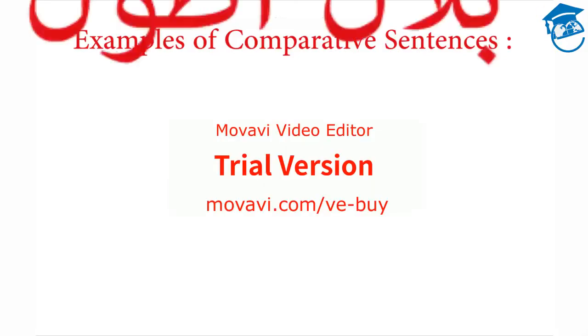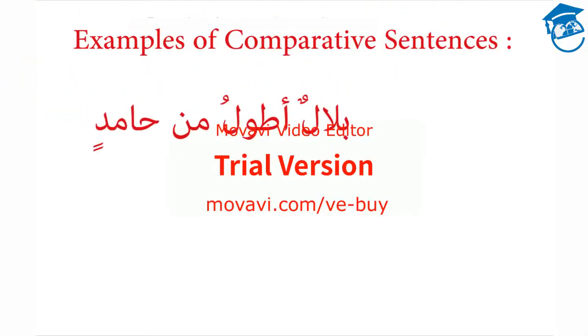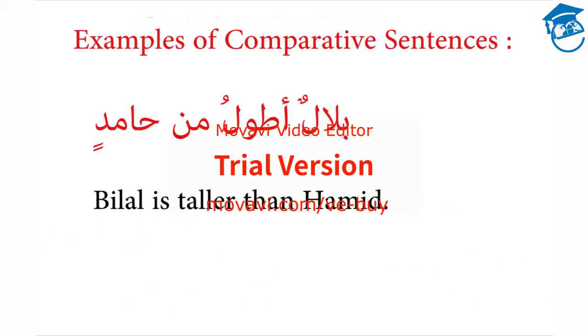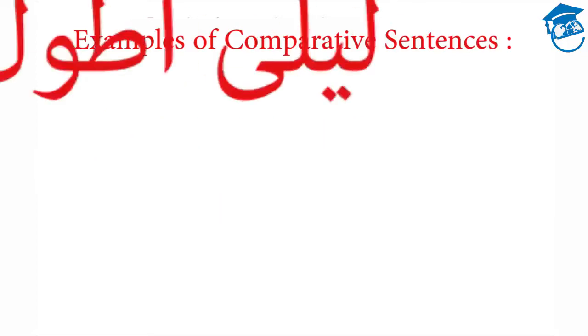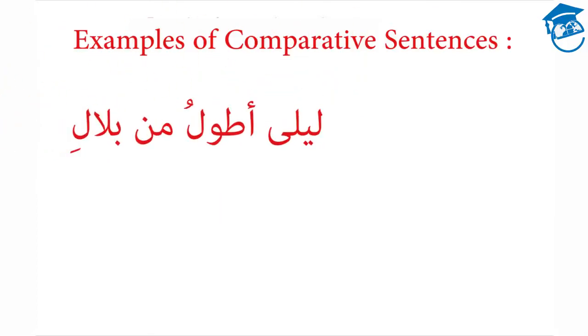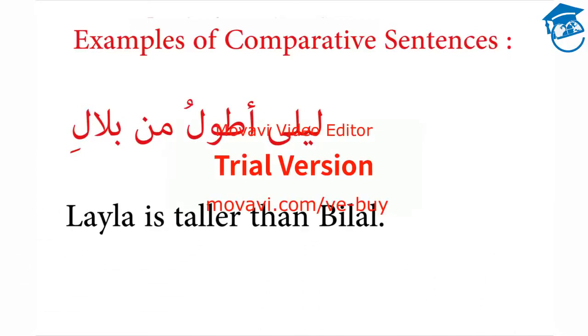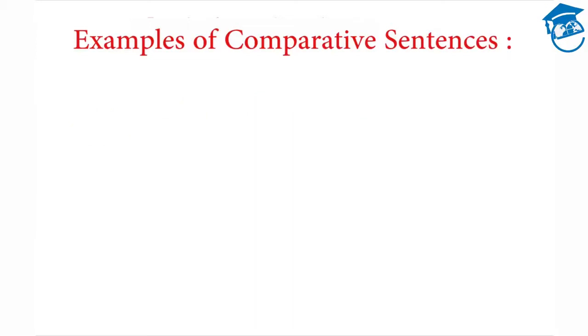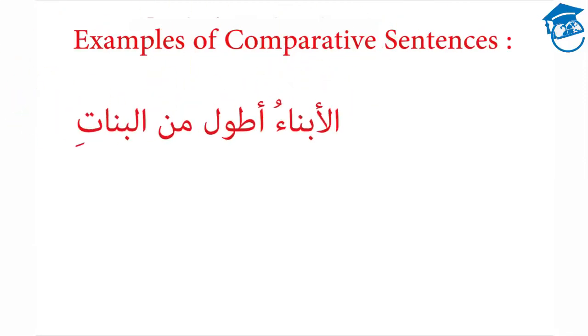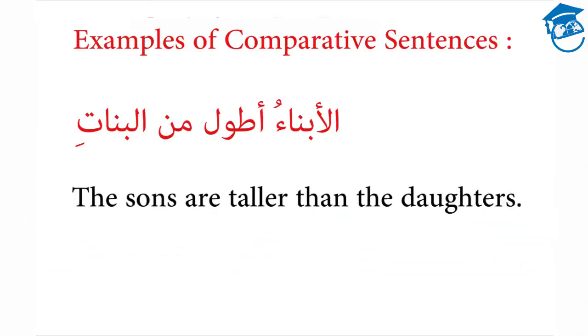In the first example, we have Bilalun atwalu min Hamidin. Bilal is taller than Hamid. In the second example, we have Layla atwalu min Bilalin. In each of these cases, atwal is followed by min because it's the comparative form. In the third example, we have al-abna'u atwalu min al-banati. The sons are taller than the daughters.